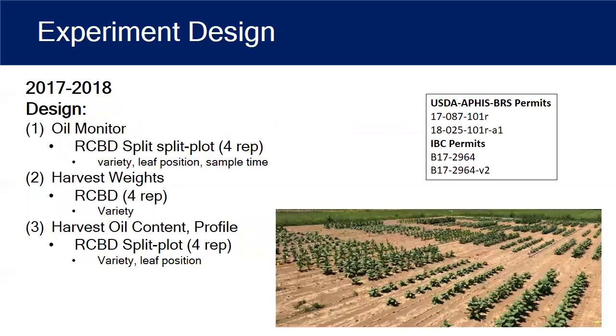So to meet all those objectives, we had to establish three different analyses for each one of them using the same field experiment. Oil monitoring, harvest weights, and harvest oil content profile were all conducted in different fashion, but all of them were randomized complete block design with variety as the main treatment and then split treatments as appropriate for each one of the respective objectives. As with all engineered outdoor research, we had to get proper permitting from the United States Department of Agriculture. So for both 2017 and 18, which is when these studies were occurring, we had to get the appropriate permits from the USDA and also the Institutional Biosafety Committee to conduct these field trials out at Spindle Top Farm.